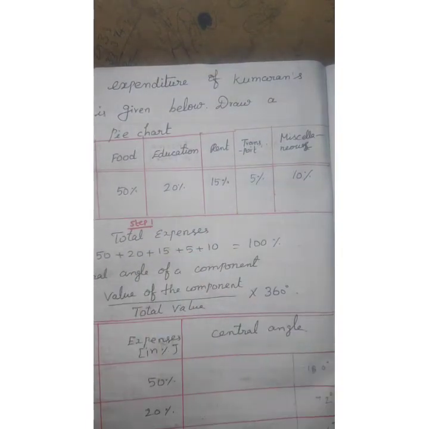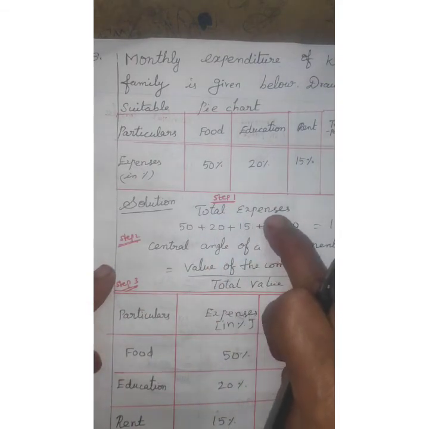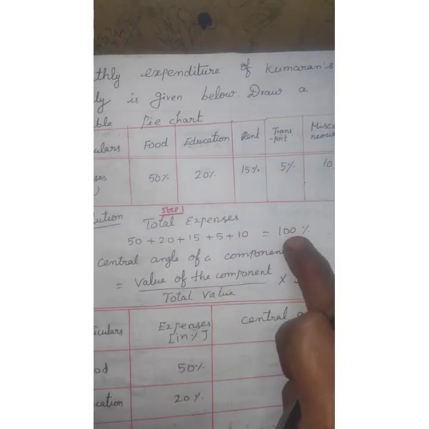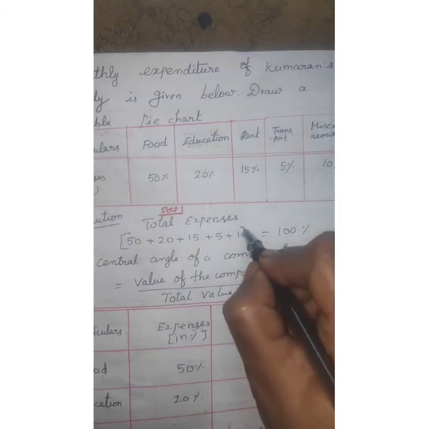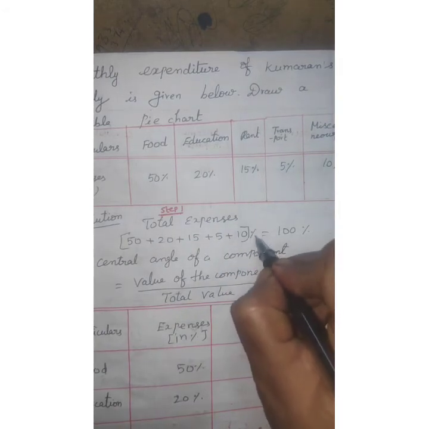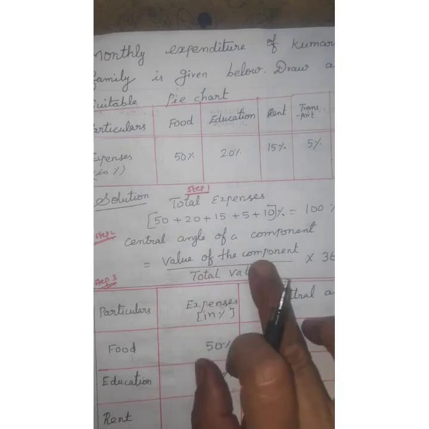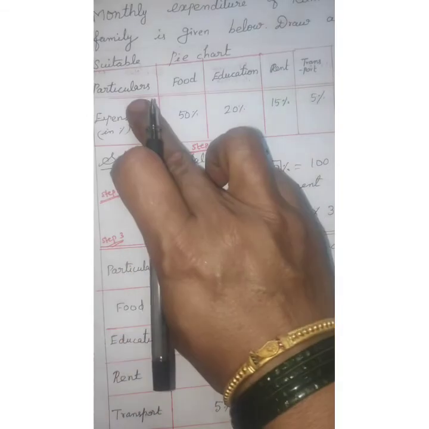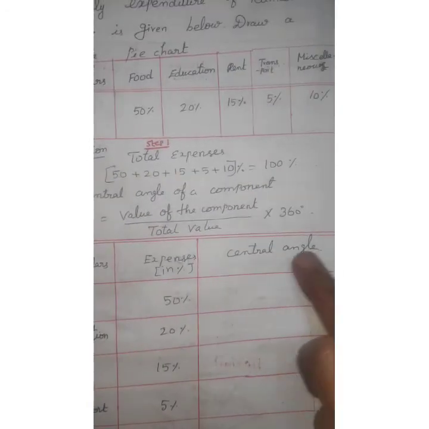First step is to add the numbers. So how do they write step 1? Total expenses. Add the given values and the answer is 100 percent. Put the percentage symbol here also. 100 percent. Central angle: write the formula. Value of the component divided by total value into 360 is the second step. Third step, prepare the column. Next, expenses, central angle.